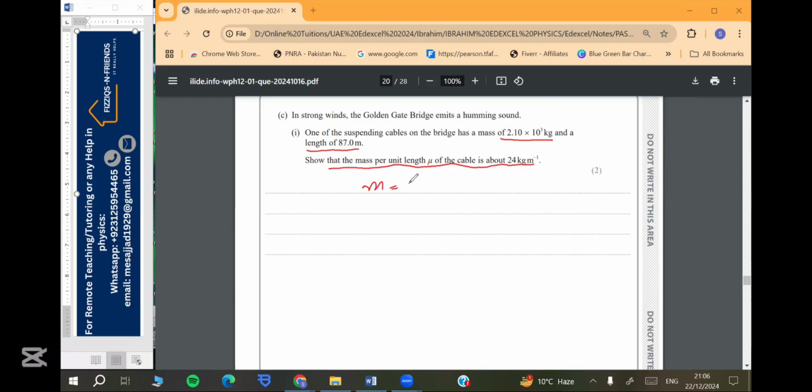Very easy. Mass is 2.1 times 10 to the power 3. Length is 87 meters. And mass per unit length is mu. So it is 2.1 times 10 to the power 3 over 87 equals. The answer is 24.1, which is rounded to 24 kg per meter.